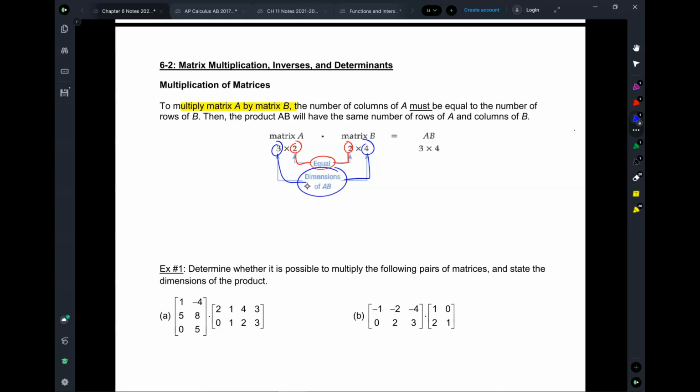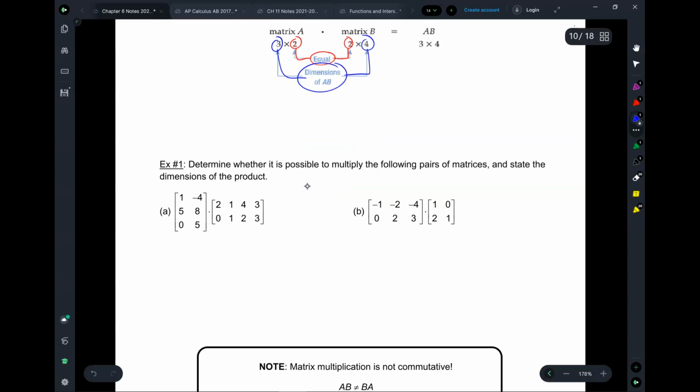All right, so let's see what I mean by that. Take a look at this. I have one matrix times another matrix. What are the dimensions of the first matrix? 3 by 2. And the second one? 2 by 4. Because these are the same, you can multiply them. And then the new matrix will have dimensions 3 by 4.